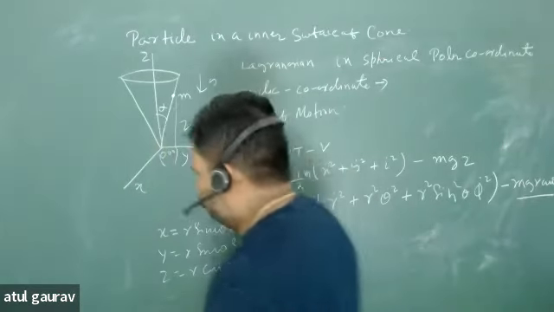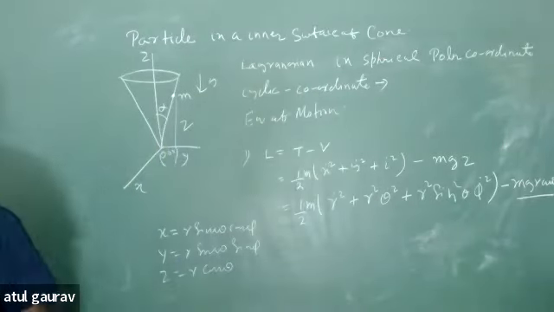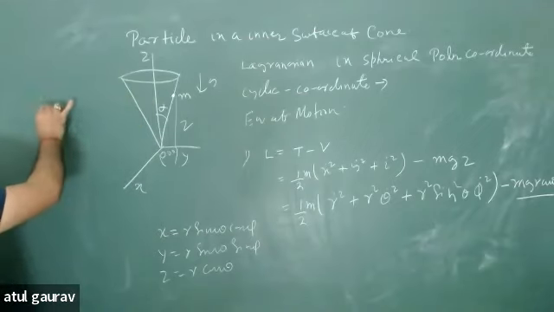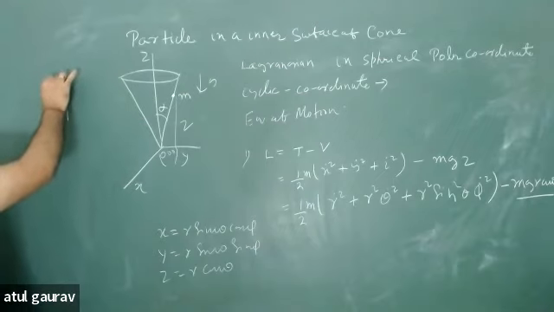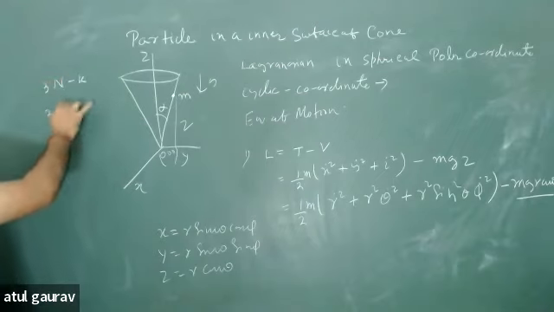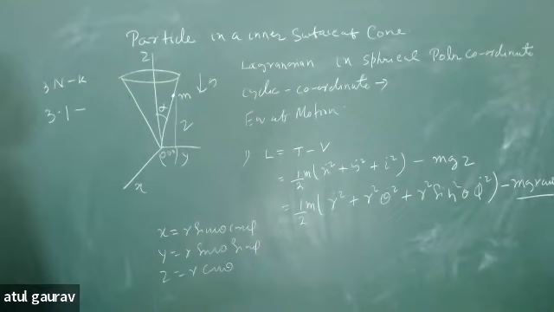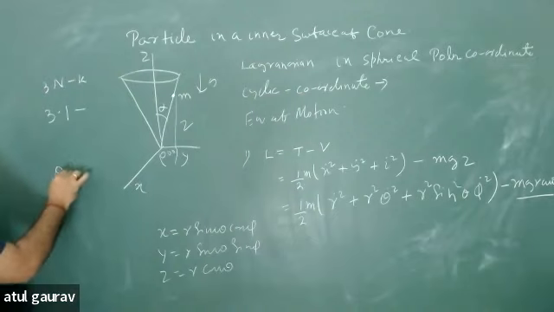Sir, 2. Very good. We have already calculated in last classes. So we have to calculate number of degrees of freedom: 3 into number of particles, 3n minus k. 3 into number of particles, which is 1, minus k. कितने equation of constraint हैं? 1. Very good. What is that in spherical polar coordinates? Theta is equal to alpha. Yes.